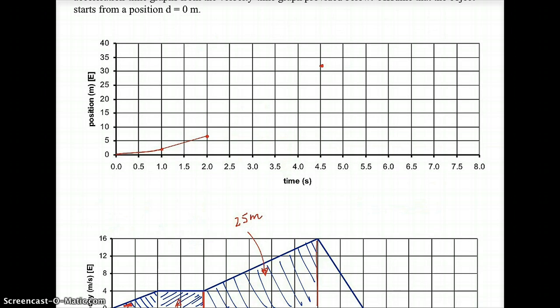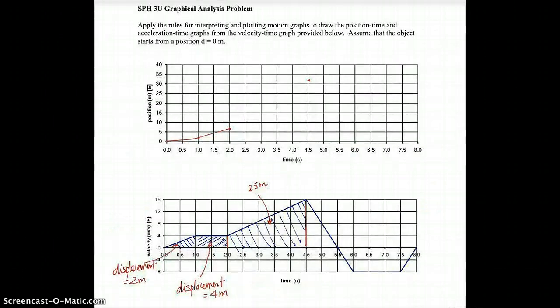Now if I go back and take a look at my velocity time graph, I see that the velocity time graph is increasing here. So the velocity is increasing, therefore it's accelerating, so the position time graph must have a slope that's increasing. So when I draw in my position time graph from 2 seconds to 4.5 seconds, it should look like this.